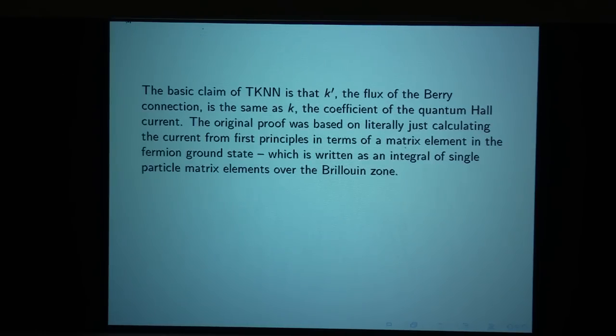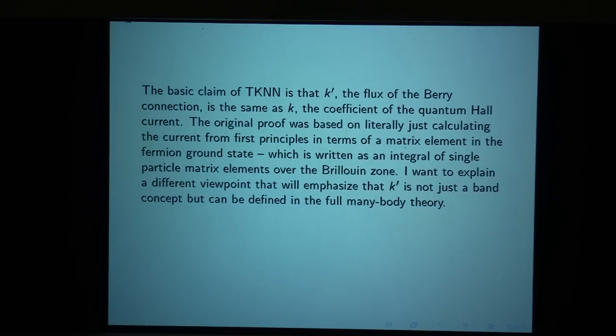Their original proof was based on literally calculating the current from first principles in terms of a matrix element of the current operator in the fermion ground state. And since they did this in band theory, the matrix element was written as a sum of single particle matrix elements over the Brillouin zone. Then they showed that the integral they got was the integral of the trace of the Berry curvature. I want to explain a different viewpoint where I will emphasize that k prime is not just a band concept, but can be defined in the full many-body theory.